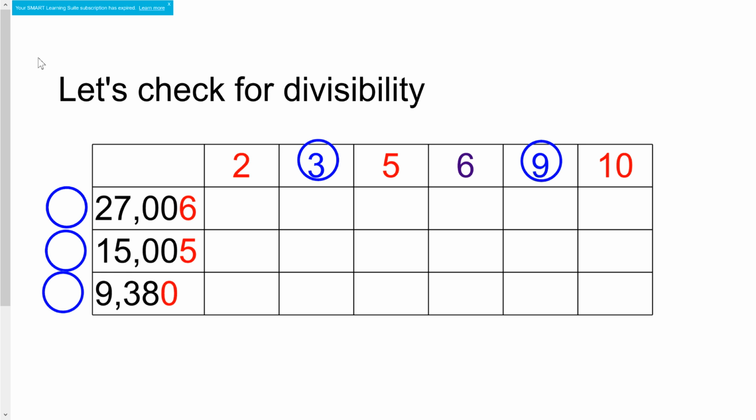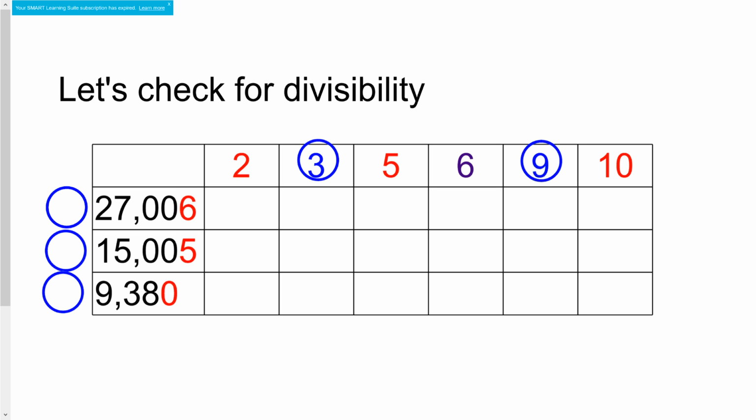For 3 and 9, those are the sums of the digits ones. So I like to circle those. And then in that circle that you see on the left there, I'm going to put the sum. When I add it all up, I'm going to put that in that circle. And then finally, the 6 is purple because when I put 2 and 3 together, I'm going to get purple. If they're both divisible by 2 and by 3, then we know it'll be divisible by 6.